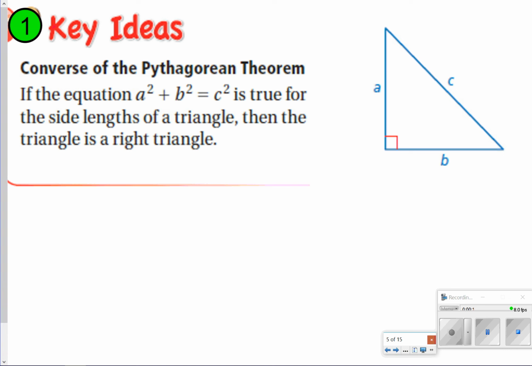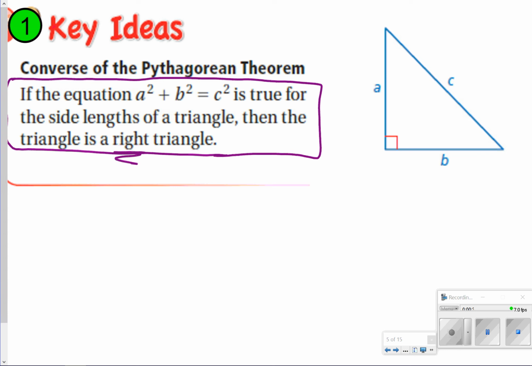The first thing we're going to write down is just a reminder of what the Pythagorean Theorem is, and actually the converse statement of the Pythagorean Theorem. It says if the equation a squared plus b squared is equal to c squared is true for the side lengths of a triangle, then the triangle is a right triangle. So basically, if you can plug in a squared plus b squared and it does equal c squared, that means yes, it would be a true right triangle. Let's just go ahead and make sure we are reminded about this statement right here. So let's go ahead and write down this for number 1.